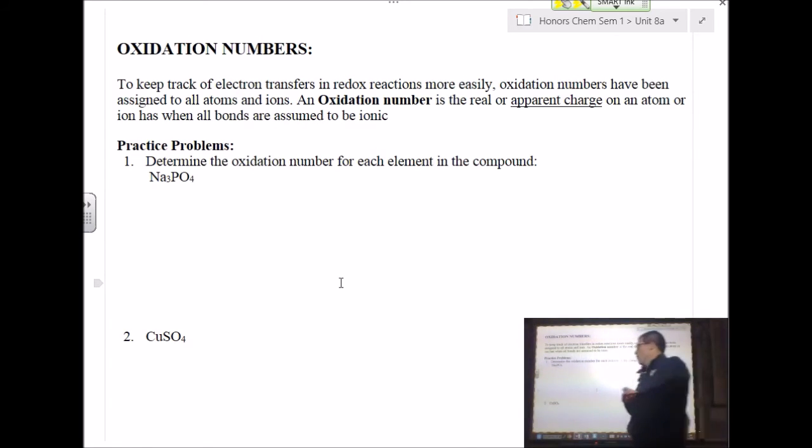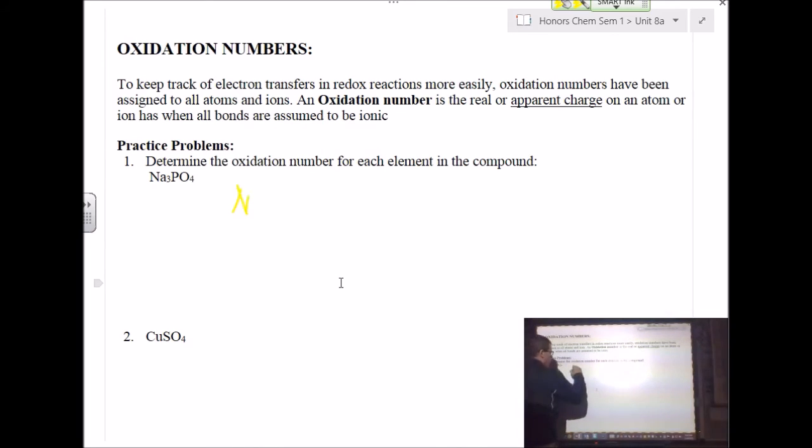When figuring these out, here's the best way, because I'm going to ask you, what is the oxidation number for a particular element? When you have a compound like this, sometimes it's easy, sometimes it's not. I like doing this method. So I like to line them up. So I've got sodium, phosphorus, and oxygen. And it's kind of a modified inventory.